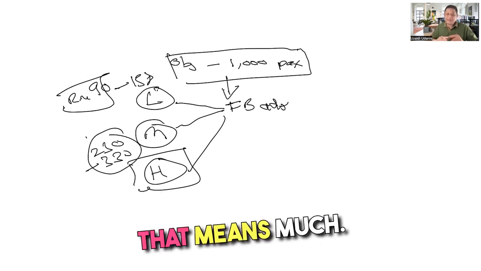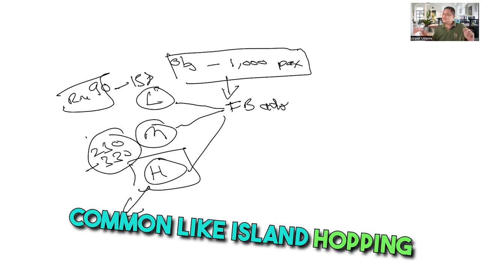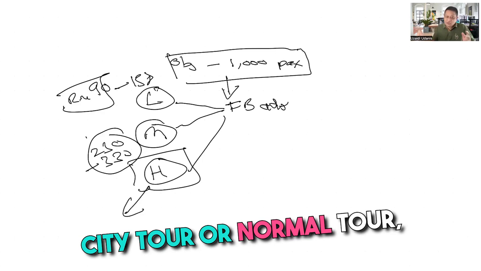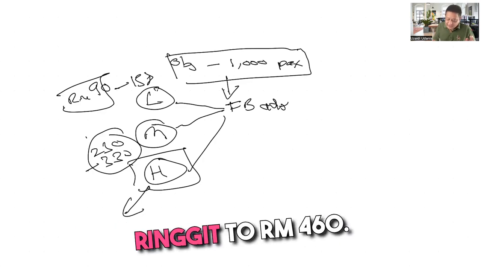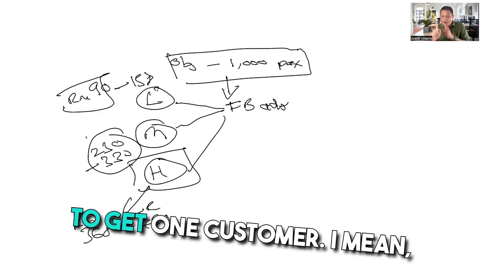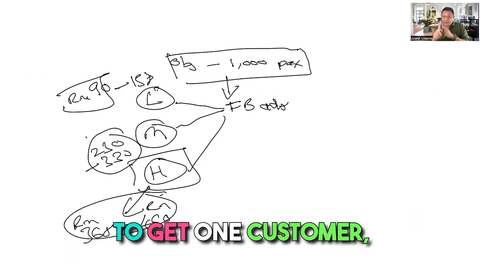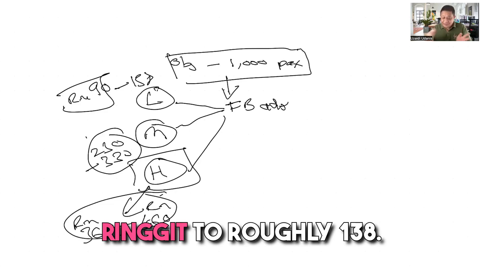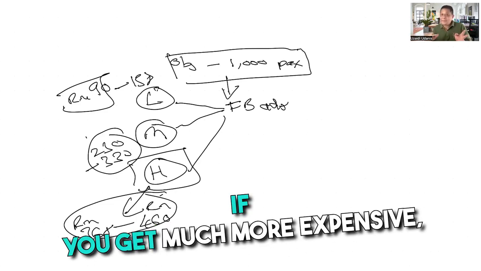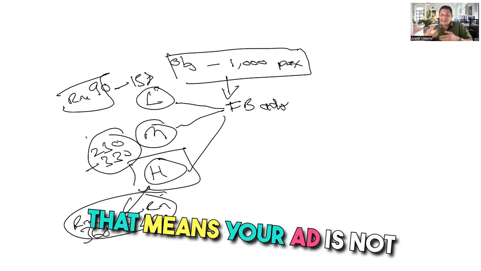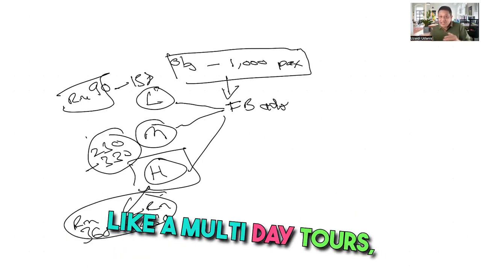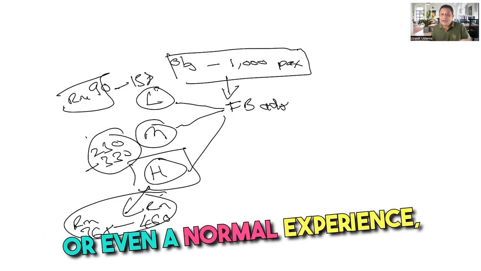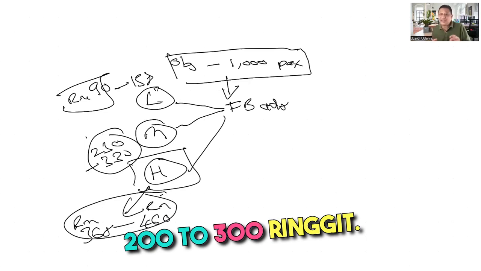And the high end is much more common, like island hopping, sea tour, or normal tour. It costs much higher because it's very competitive, roughly 368 ringgit to 460 ringgit. To get one customer for low end, it costs you at least 90 ringgit to roughly 138. If it's much more expensive, that means your ad is not effective enough. For medium, it's normal packages like multi-day tours, or even a normal experience tour, it costs you roughly 200 to 300 ringgit.